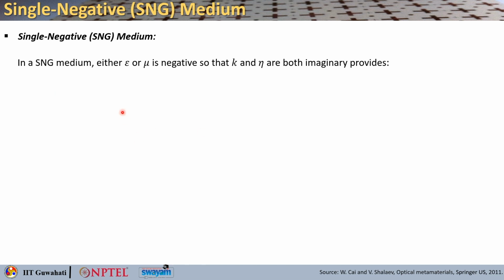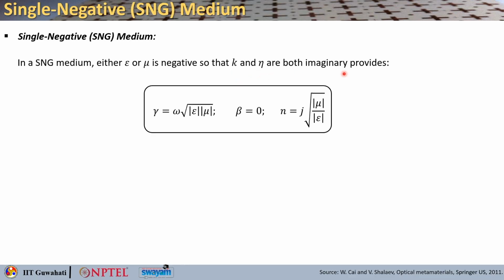Now, we move on to the other type, which is the single negative medium. In a single negative medium, as you understand, either epsilon or mu can be negative. So, that will make your k and eta both imaginary, because you will also get gamma, having the equation omega square root of modulus of epsilon times modulus of mu. Beta will be 0, that means no wave propagation is allowed in these cases, it will only attenuate, and then n can be obtained as j square root of modulus of mu divided by modulus of epsilon.